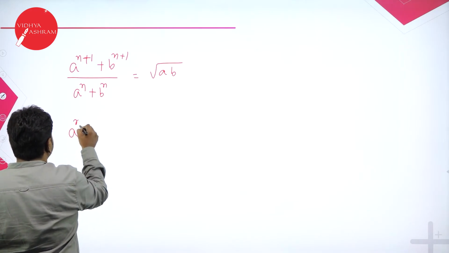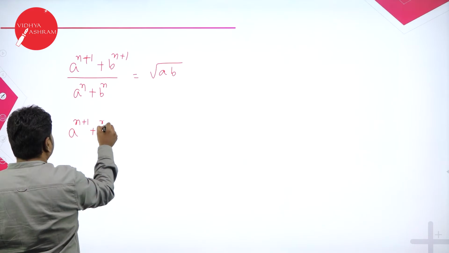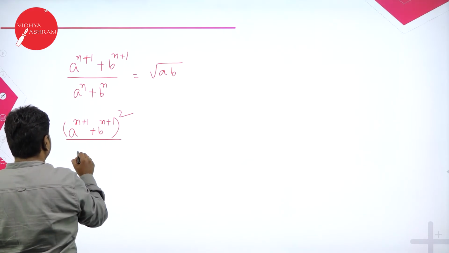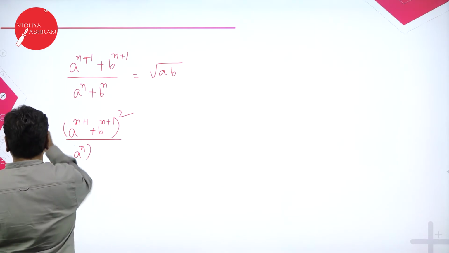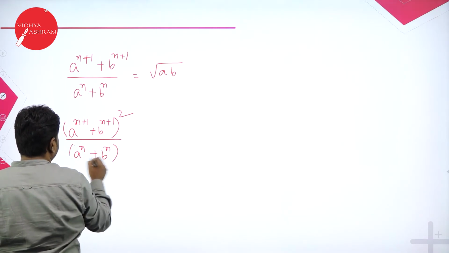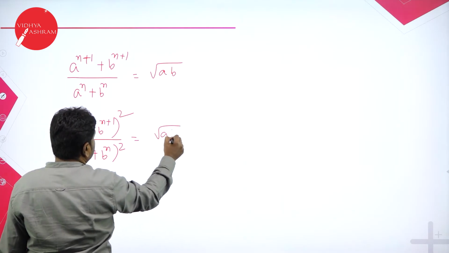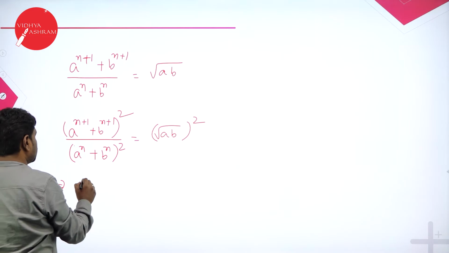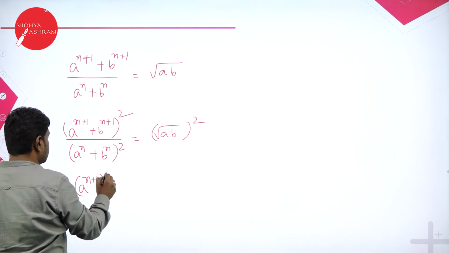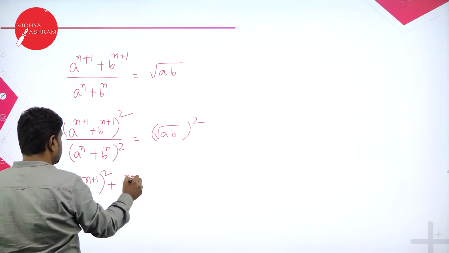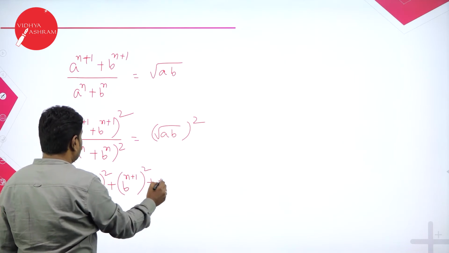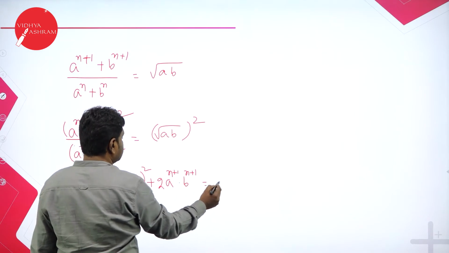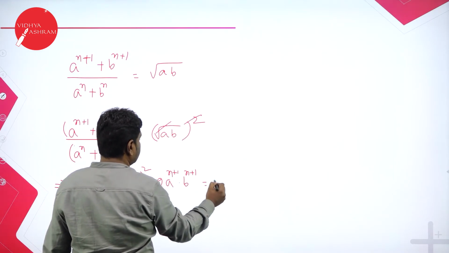If I square on both sides, (a^(n+1) + b^(n+1)) by (a^n + b^n) whole square is equal to (root ab) the whole square. Now numerator (a^(n+1) + b^(n+1)) whole square is (a^(n+1))^2 + (b^(n+1))^2 + 2 times a^(n+1) into b^(n+1), is equal to (root ab) the whole square, which is what? ab.